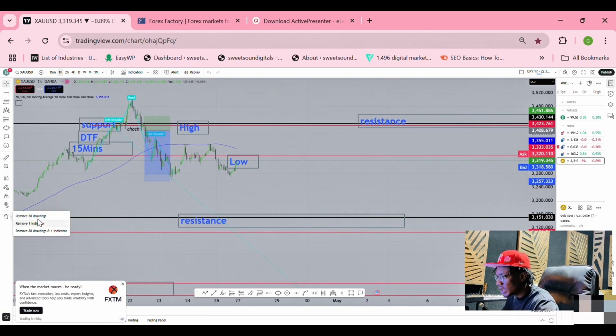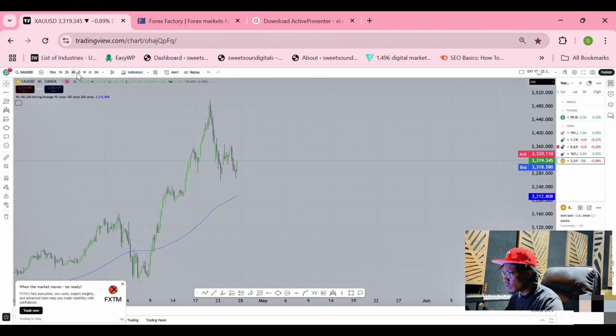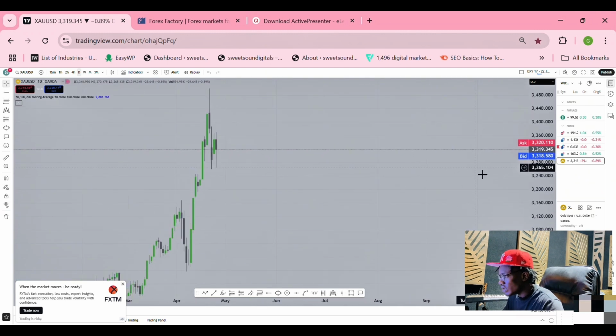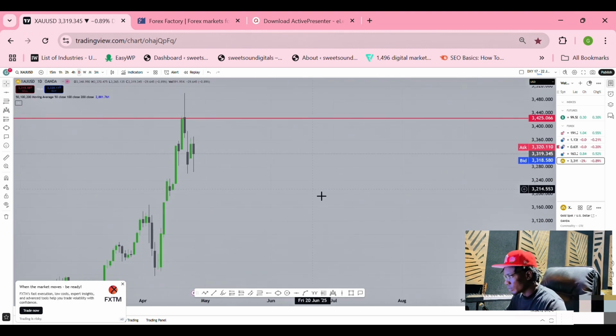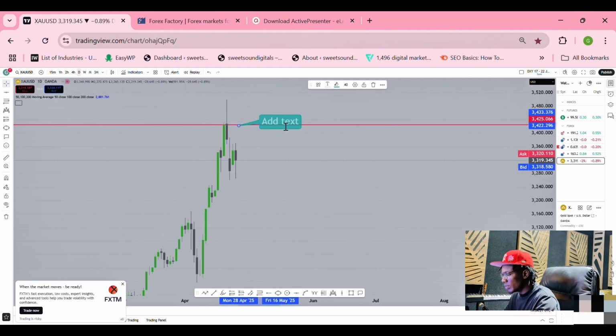Okay, firstly, I'll take everything off this chart so you see how I draw this from scratch. Now go over to the daily. I'll draw my first zone. I take this as my zone. This is my supply zone. This is the last place price rejected from the upside. So this is my supply zone.